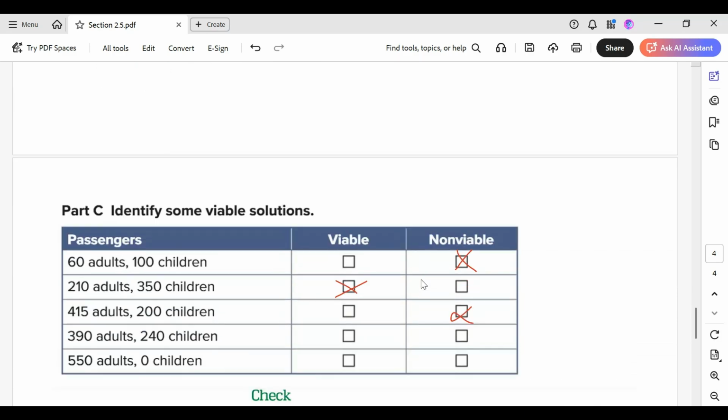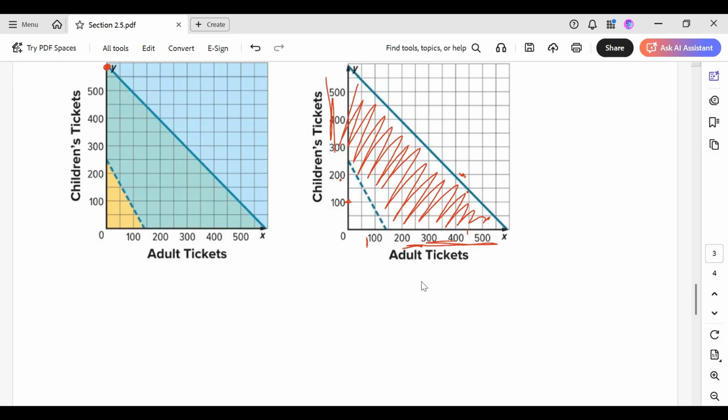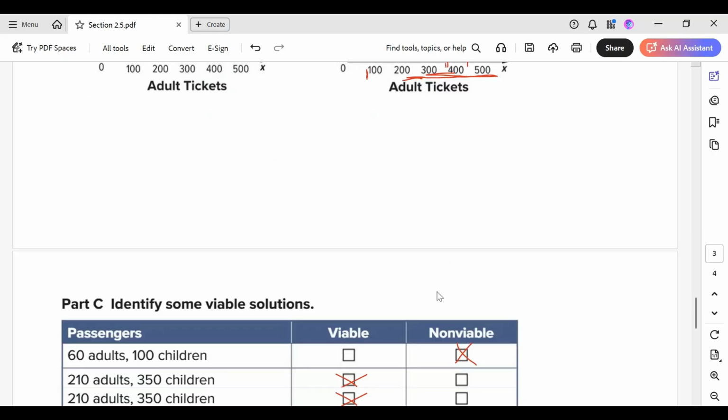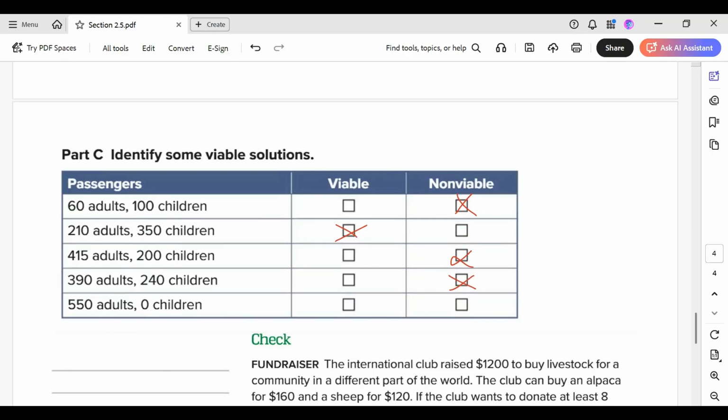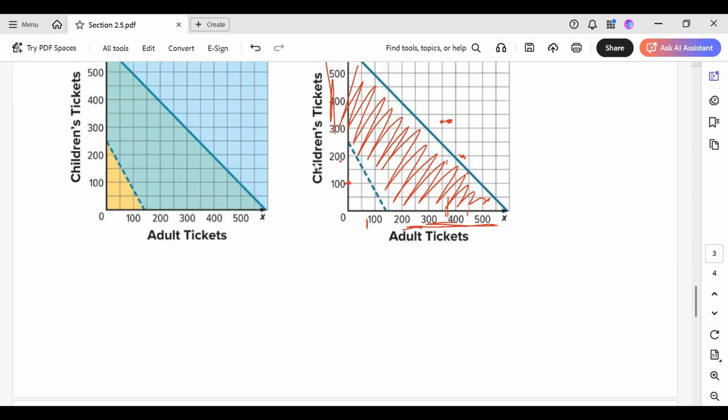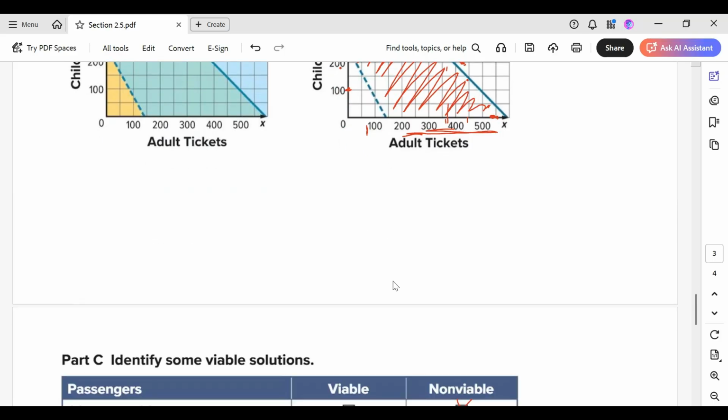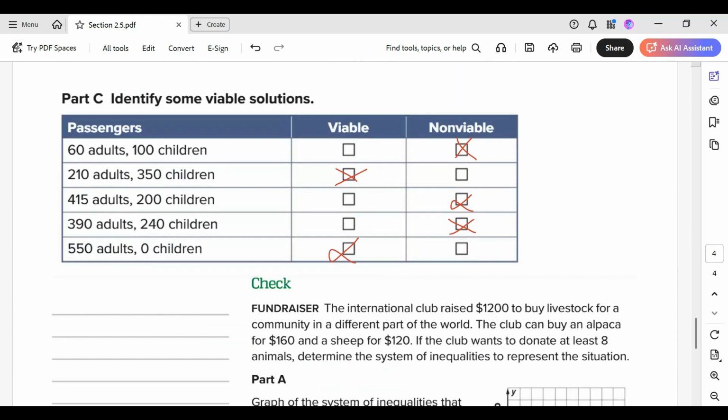Next, 390 adults and 240 children. 390 falls somewhere here, and 240 falls above it. So we're looking at another region up here. You're outside the boundary, so it is not viable. Finally, 550 adults and no kids. Well, 550 happens to be here inside the region with no kids. So that is viable; you could just do adults for that problem.